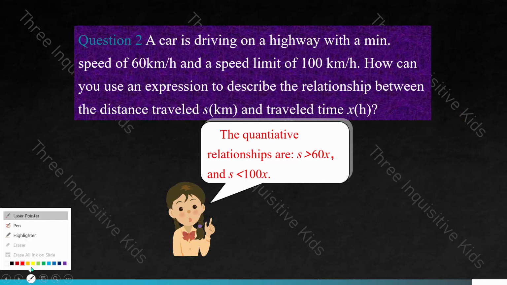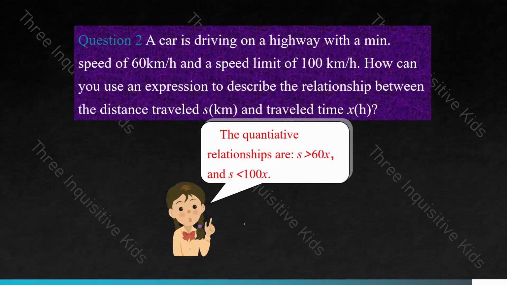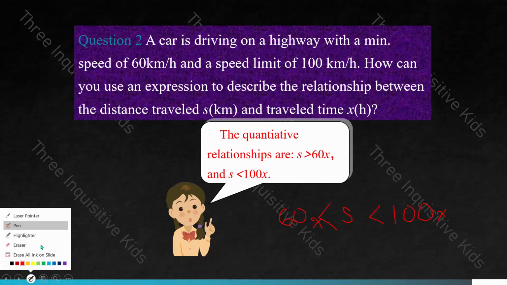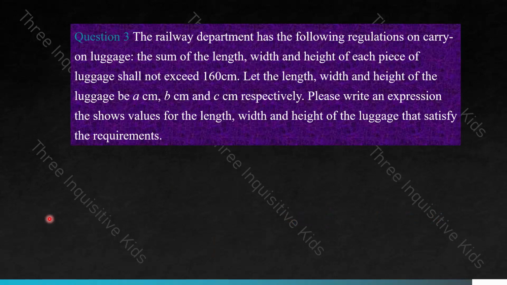And another way you could write this is to connect these two together. Since the variable s is used in both of these expressions, you can link them together by saying s is greater than 60x, and at the same time, it is less than 100x. Here we're making a range for s. S is valid as long as it is anywhere in between 60x and 100x.